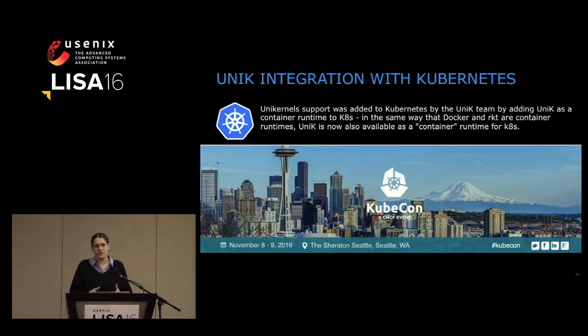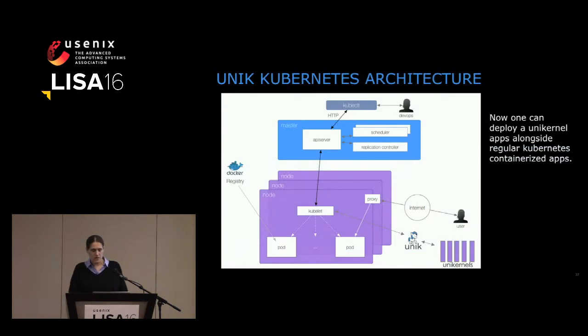So we wanted to leverage the container cluster, and we went to Kubernetes. We also integrated with Cloud Foundry. But the idea is that before, you would be able to run in the pod, you could run Docker or Rocket. Now you can also run Unikernel. So how did we do it?